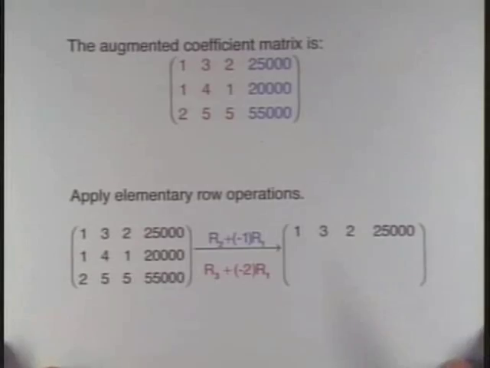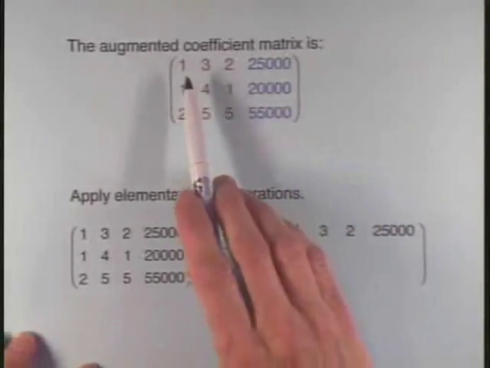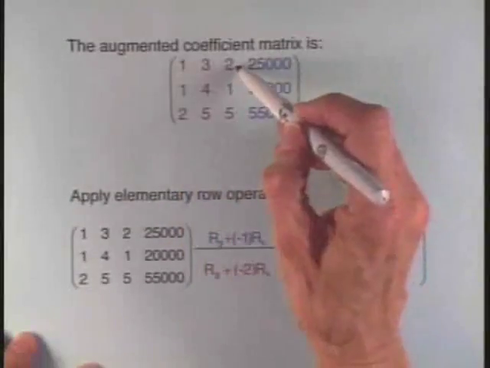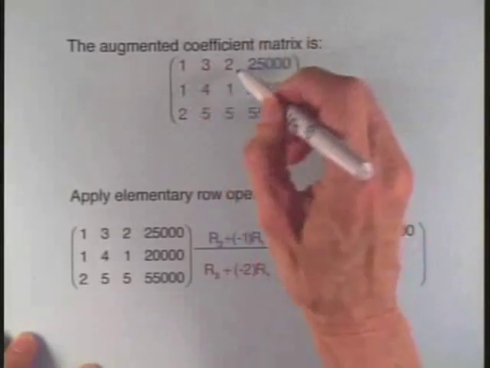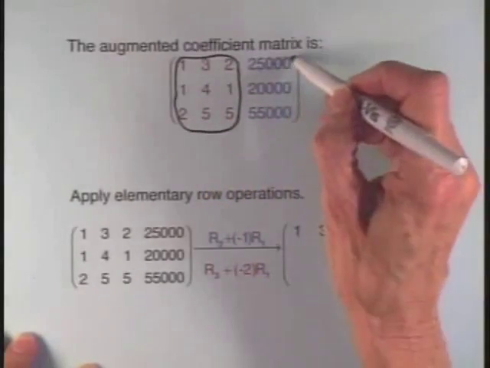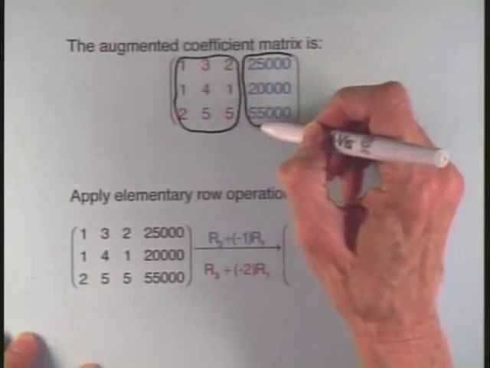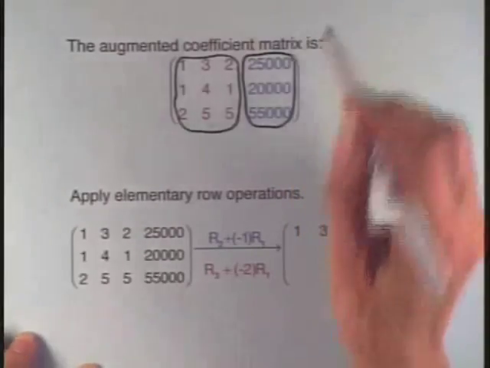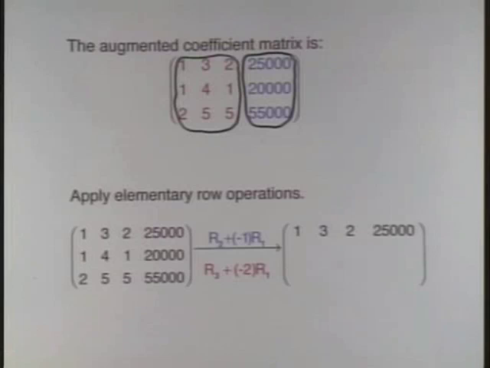The augmented coefficient matrix is the matrix of coefficients first, and the matrix of constants as the last column of that. Apply the elementary row operations until the augmented coefficient matrix is in reduced echelon form.